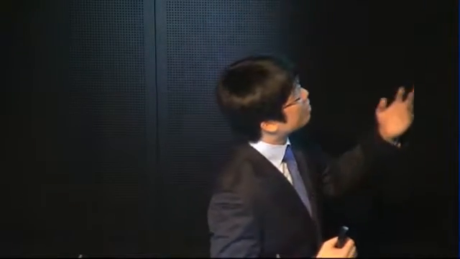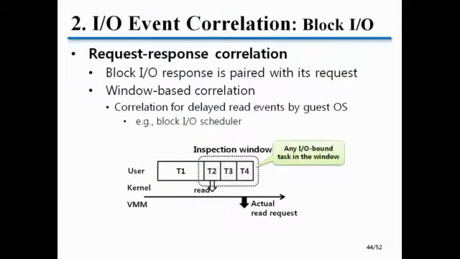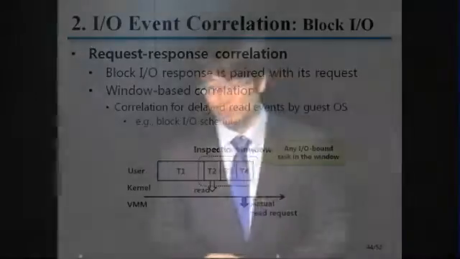But as this figure shows, the block read request can be delayed by the guest operating system, for example, the I/O scheduler. In this case, such a delayed request may not be associated with the currently running task. So we allow the VMM to inspect multiple tasks previously scheduled within a certain window. In our sensitivity analysis using a synthetic benchmark, this technique is very effective to keep track of the I/O events requested from the I/O bound task with little false positive.